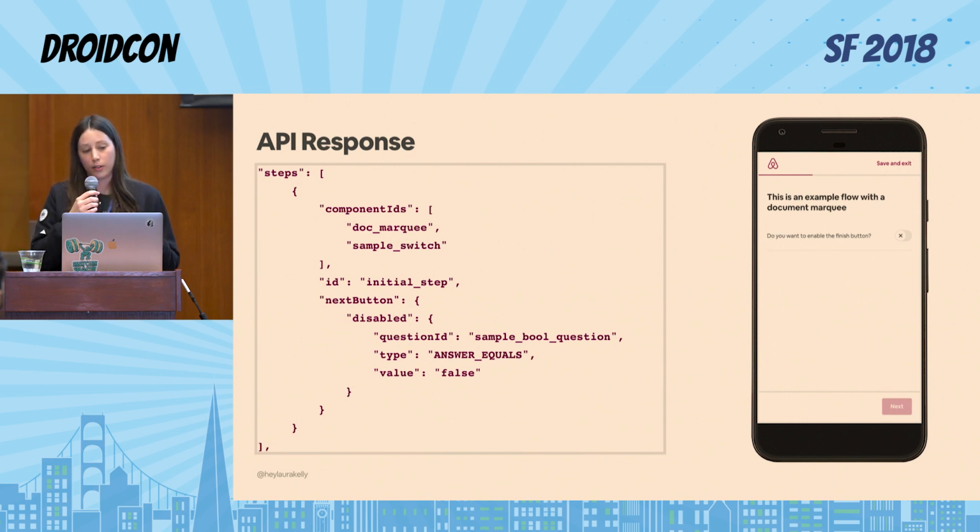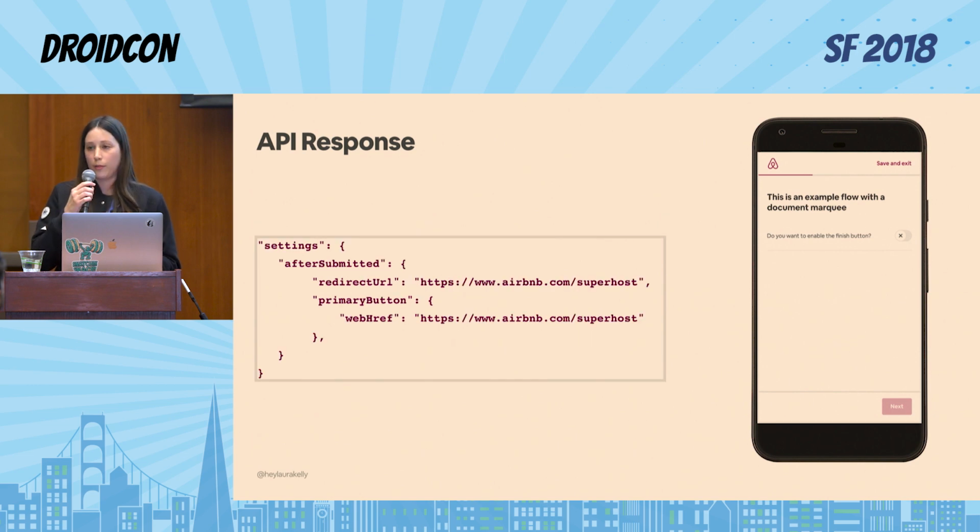You can see that there's component IDs, and then there's a next button. And that next button is disabled when the value of the Boolean question is false. So in this case, the toggle row is switched to false, so the next step is also false. And finally, there's a little bit of extra stuff in the API response to handle what happens when you actually submit that form, where does it get redirected to, and so on.